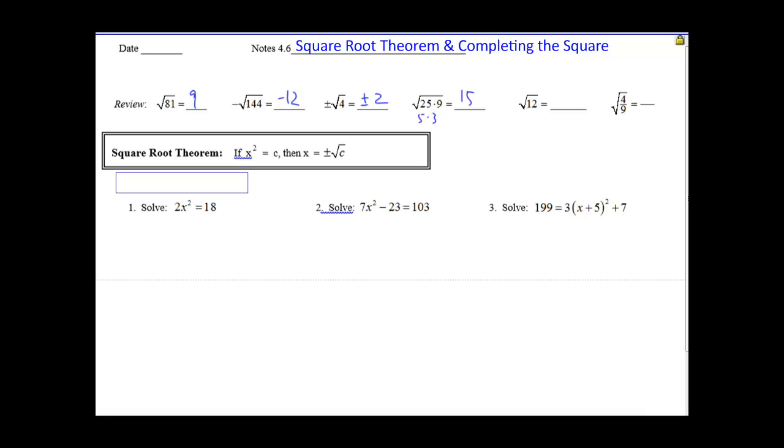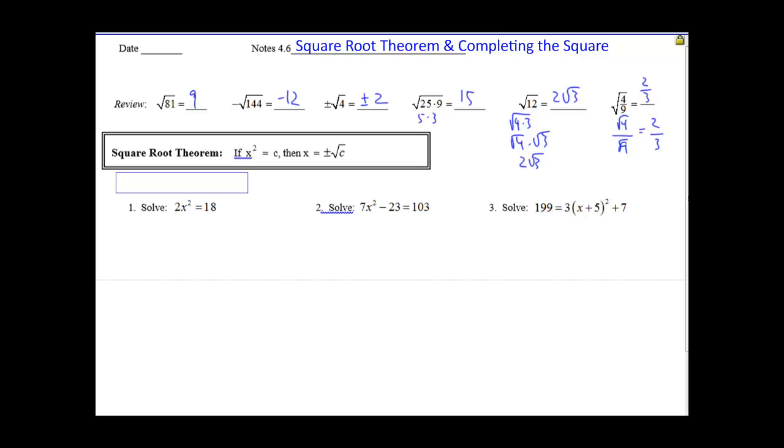With 12, we know we have the 4 times the 3. Square root of 4 times the square root of 3. So this is 2 times the square root of 3. And the last one, we can break down to the square root of 4 over the square root of 9, which is the square root of 4 is 2, the square root of 9 is 3, so your answer is 2/3.